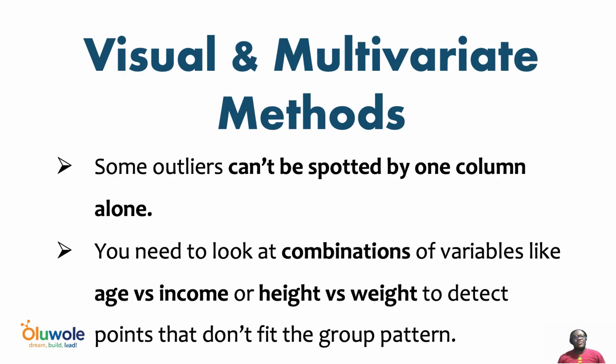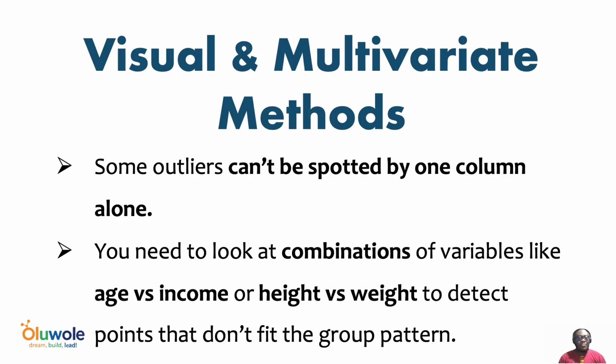Can you see now? So that's what is called visual. Visual is that you have to look at it. You are the one that will first spot it. You cannot spot it from one column. You spot it with a combination of columns, either age versus income, or age versus disease diagnosis and things like that.